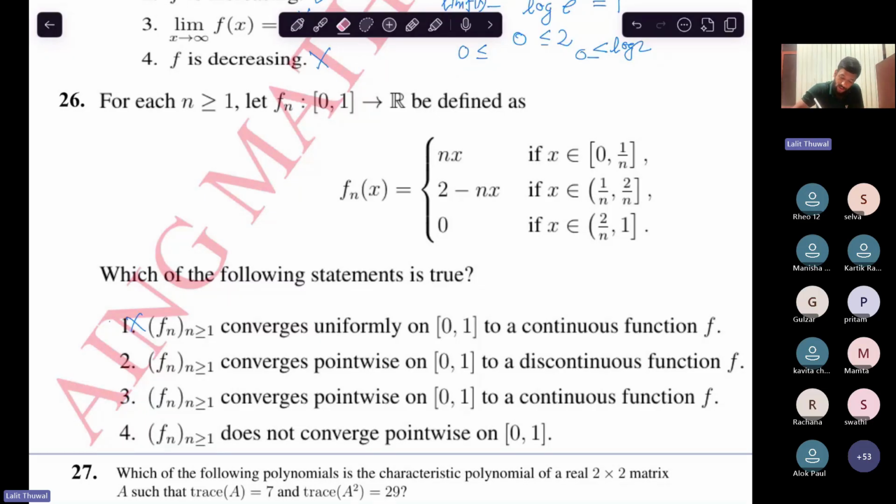Okay, so let's see. At x equal to 0, fn(0) is a constant sequence, right? It's 0 for each n, because at x equal to 0, n into 0 comes out to be 0. It means that at 0 it converges. And for any x which is greater than 0, there exists an m such that 2 by m is less than x.